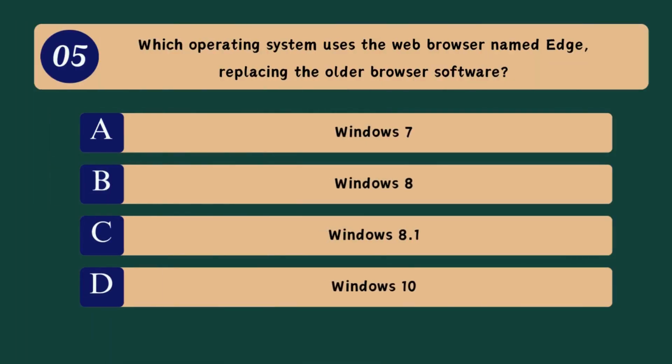Question 5. Which operating system uses the web browser named Edge, replacing the older browser software? A. Windows 7. B. Windows 8. C. Windows 8.1. D. Windows 10. Correct answer: D. Windows 10.